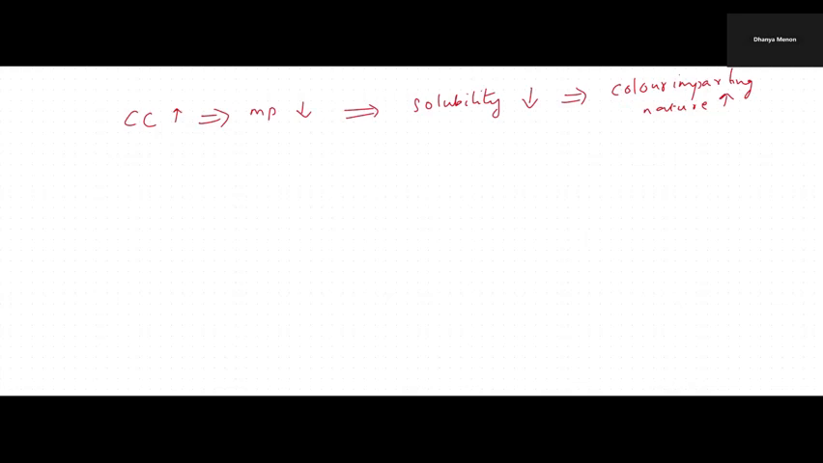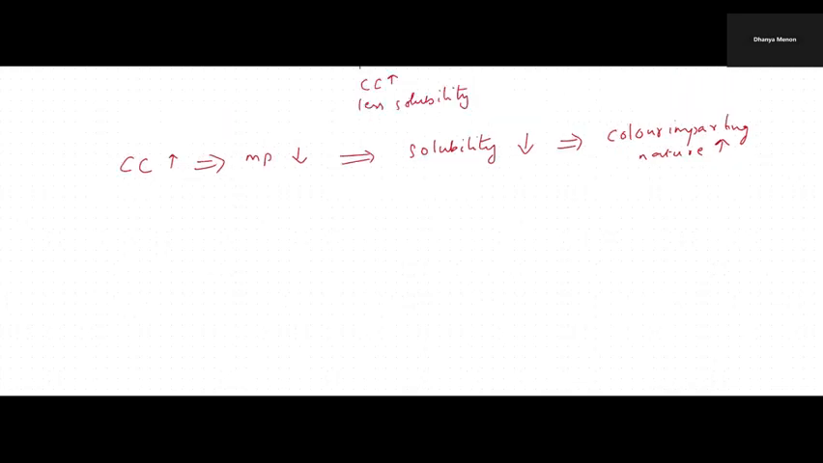Okay, so this is just a summary of the application. We discussed melting point, we did some questions about solubility. Now, let's do some questions on color imparting nature. Suppose I have some compounds: silver fluoride, silver chloride, silver bromide, and silver iodide. Which compound is darker? Which one is lighter?